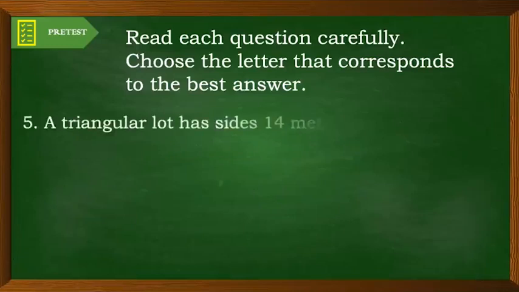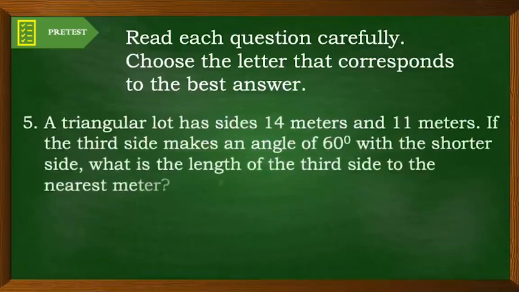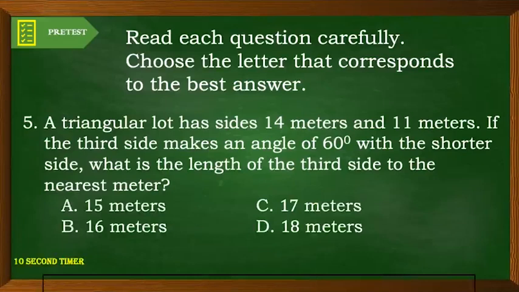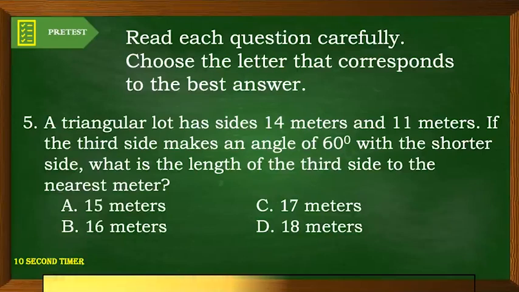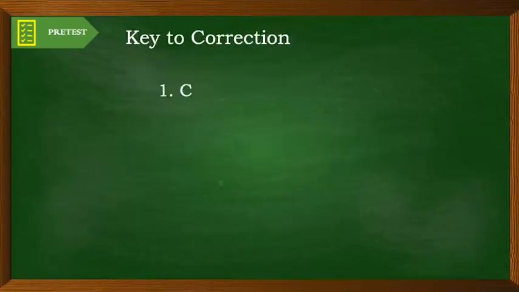Number 5. A triangular lot has sides 14 meters and 11 meters. If the third side makes an angle of 60 degrees with the shorter side, what is the length of the third side to the nearest meter? A. 15 meters, B. 16 meters, C. 17 meters, D. 18 meters. Let's check your answers. 1C, 2B, 3A, 4A, 5B.